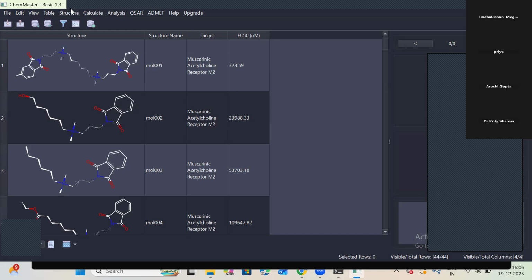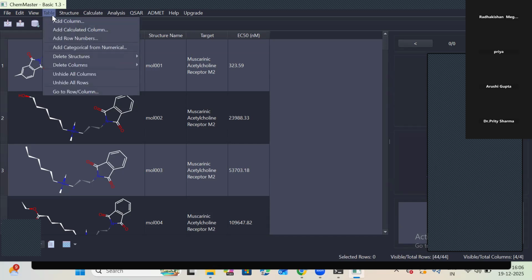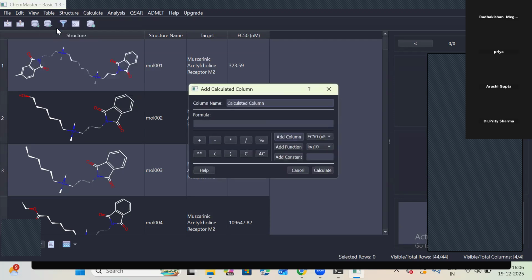For that, we want to click the table option and add calculated column. From this, we want to convert the EC50 value into a log value. For that, we want to use one of the formulas, that is PEC50 is equal to minus log of EC50. I will explain how to insert this formula in this added calculated column.